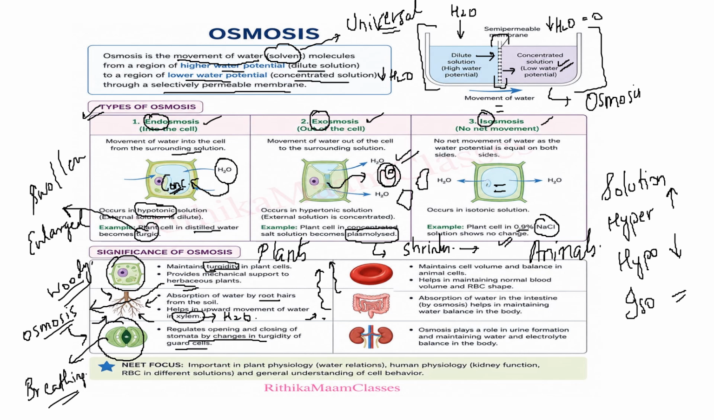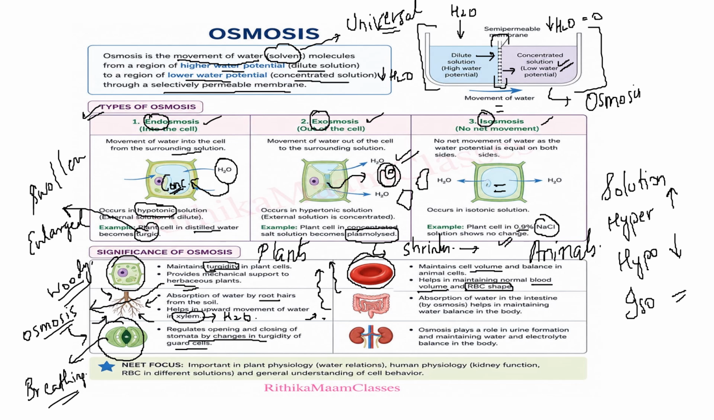Moving to animal cells, it maintains the cell volume, which means that it maintains the water inside your body. It balances animal cells. Then it maintains the normal blood volume. It means that it maintains your water in the blood. Next, also the shape of the RBC. Now, shape of the RBC is like this, isn't it? It is biconcave. So this is maintained by who?